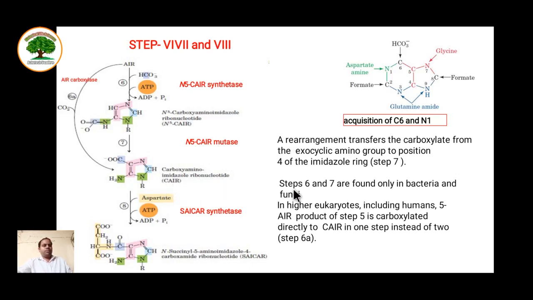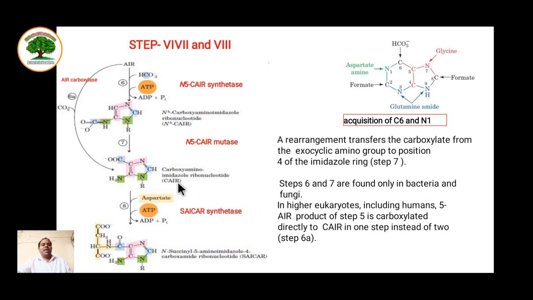Now step number 6 and 7 are only found in bacteria and fungi. In higher eukaryotes including humans, 5-AIR, the product of step 5, is carboxylated directly into CAIR. Means this step directly occurs in humans and other eukaryotes, but this step is present only in bacteria and fungi.